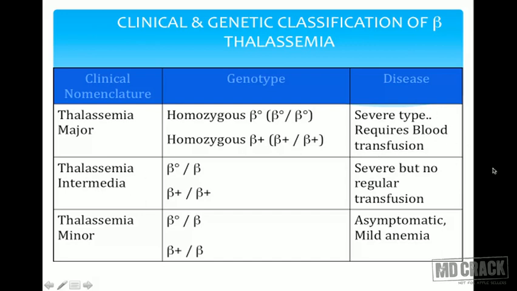Thalassemia intermedia is severe, but no regular transfusion is required. They can have a combination of beta 0 and beta+, or beta+ and beta+. Thalassemia minor patients remain asymptomatic. They can be missed from your clinics. Thalassemia minor patients are the ones who will have one normal gene. See here, one normal beta gene is there. That is the one which can compensate. So they may remain asymptomatic or they can show only mild anemia.